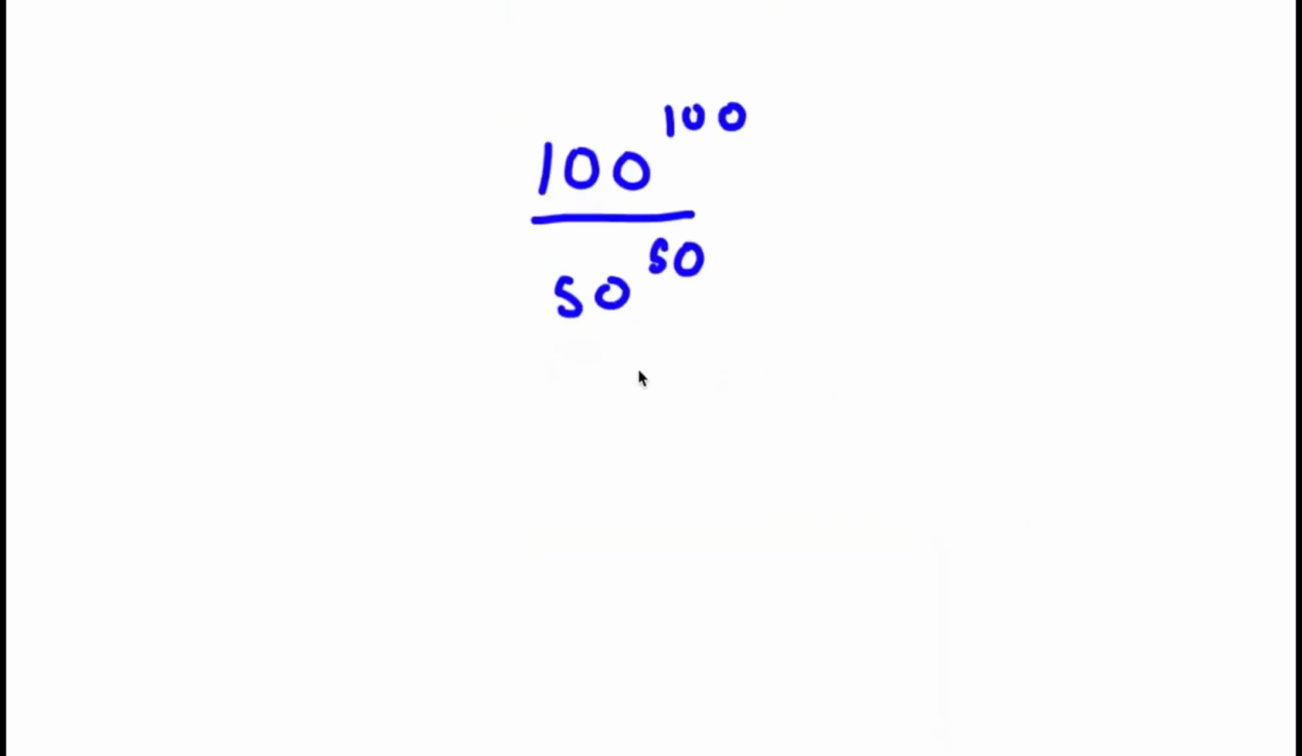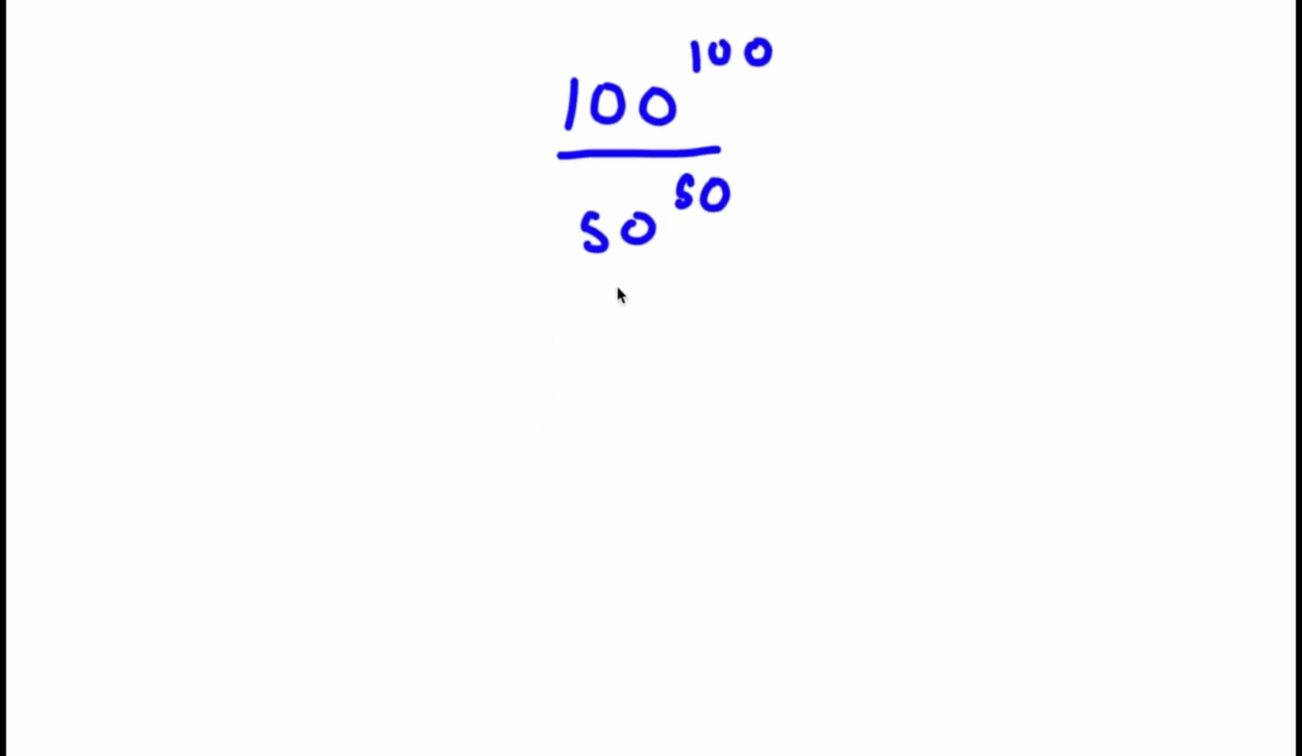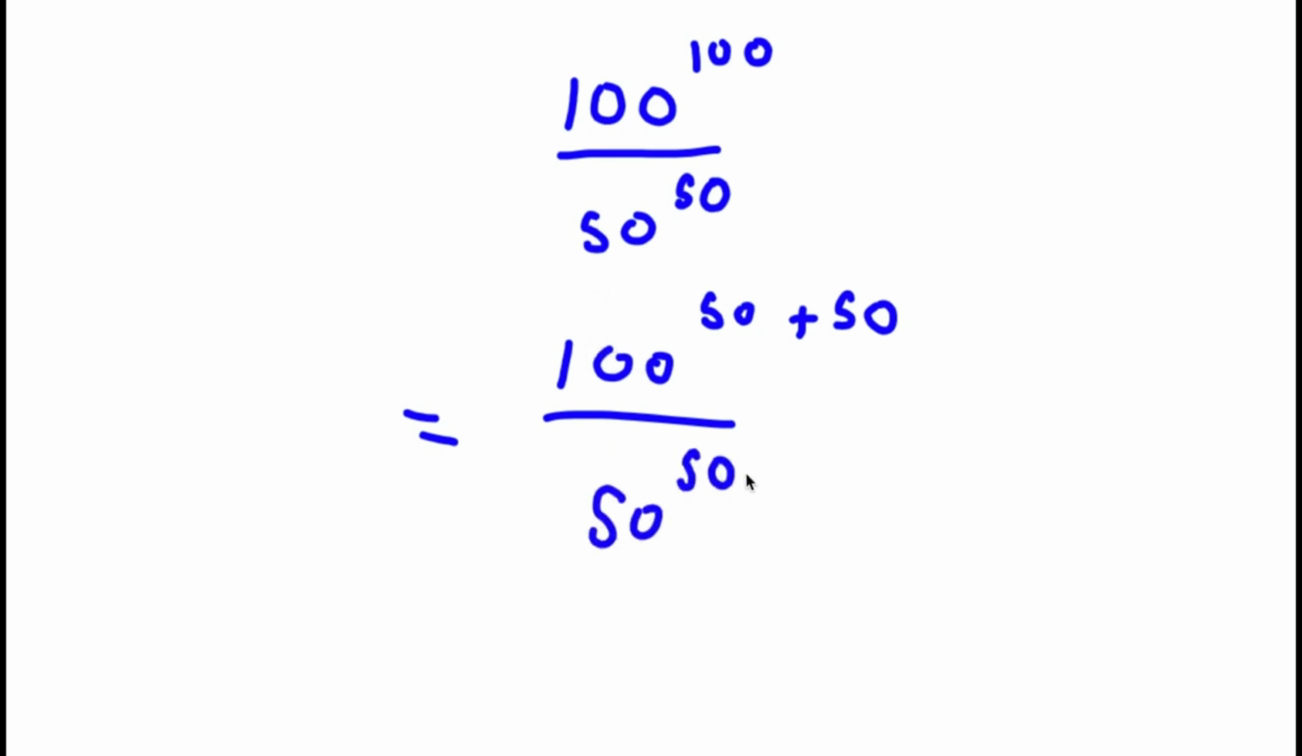Alright, so in this problem, I have 100 to the power of 100 over 50 to the power of 50. So 100 is the same thing as 50 plus 50. So I'm going to rewrite this as 100 to the power of 50 plus 50. And I have this over 50 to the power of 50.